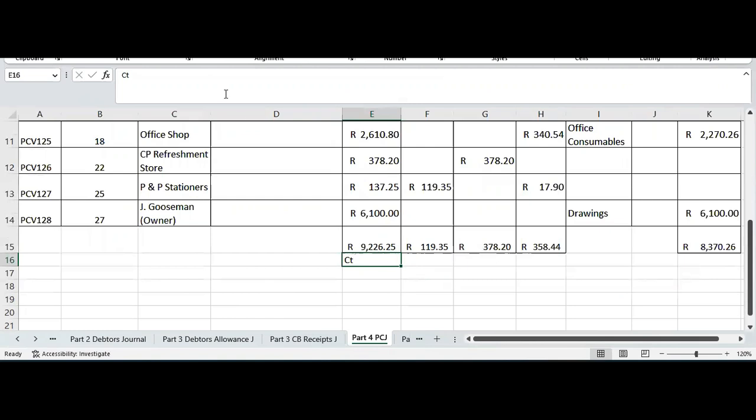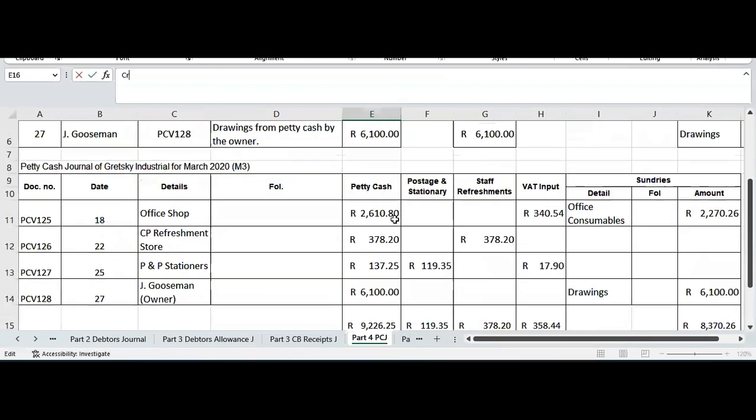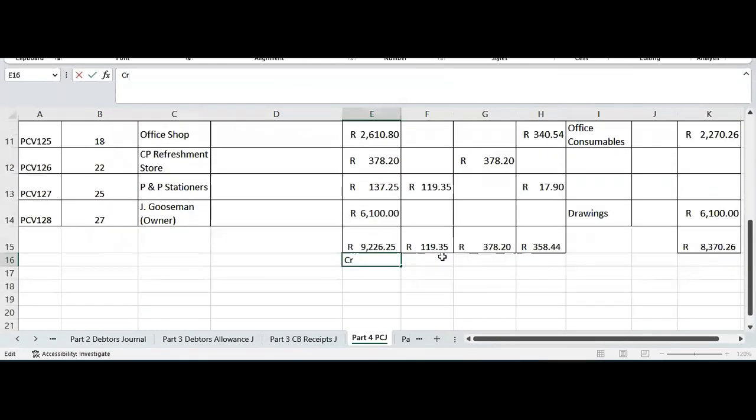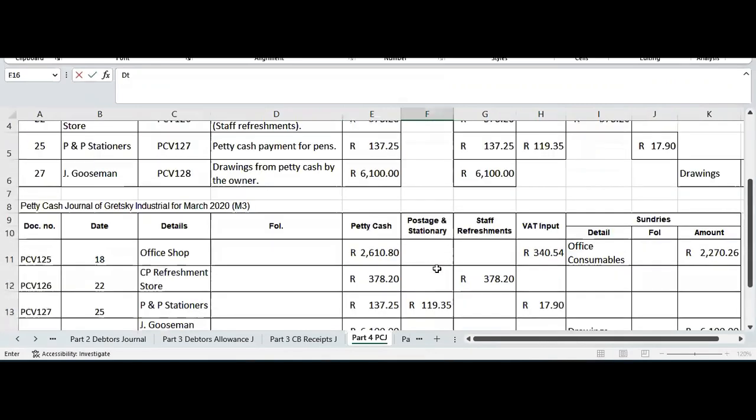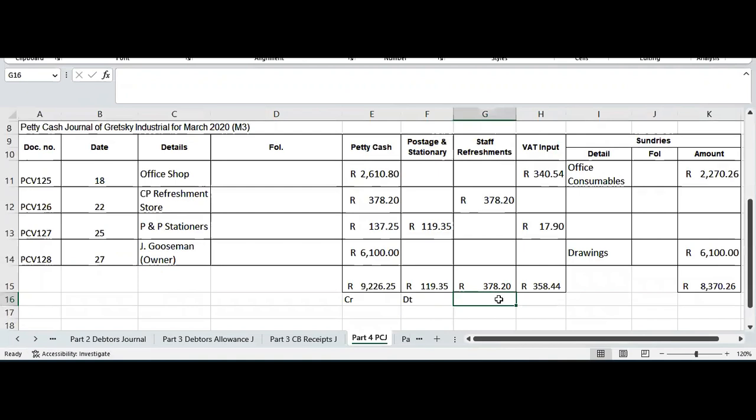Then all the other accounts, because they make up the petty cash, will be debited. So we are going to debit postage and stationery. We are going to debit staff refreshments. We are going to debit VAT. And here we are going to debit the individual accounts. And you can put that in there.